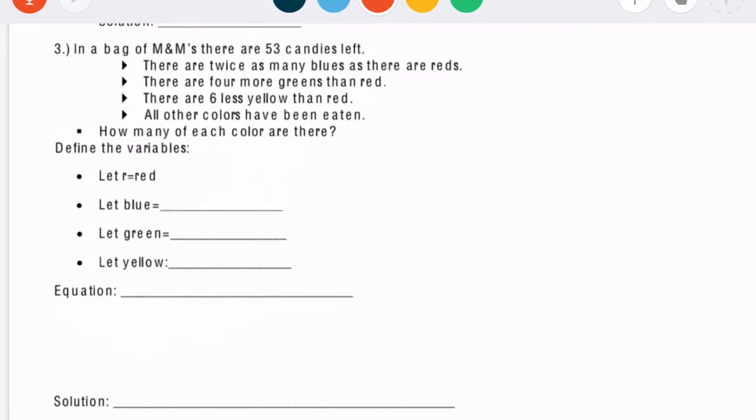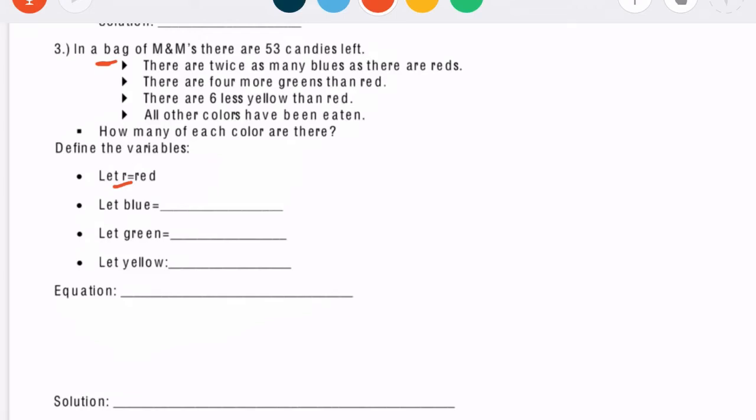So first of all, it says let R equal red. So the next part is blue. If we look up here at the first line, there are twice as many blues as there are reds. Now, we're not going to have 4 different variables in this equation. We can only have one variable, and it's R. It tells you right there R is red.